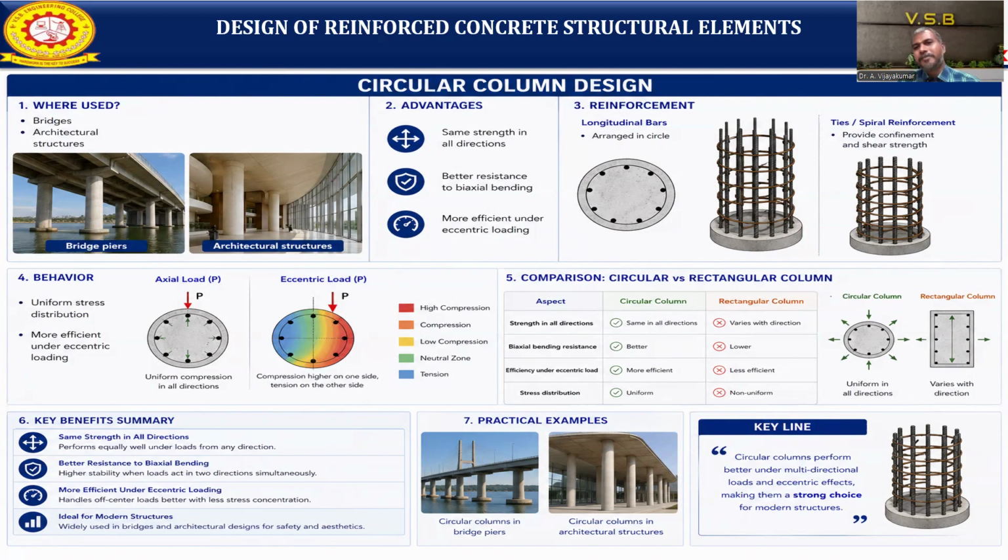uniform. In the case of a rectangular or square column, we cannot say the strength is uniform throughout the section. But here we can say confidently that if you use a circular column, the strength is the same in all directions. There is better resistance to biaxial bending. With a rectangular column, biaxial bending in both directions is possible, but with a circular column we see better resistance to biaxial bending. So it is more efficient under eccentric loading.